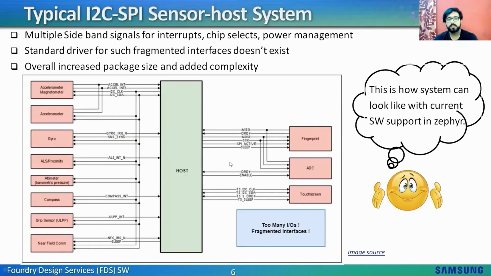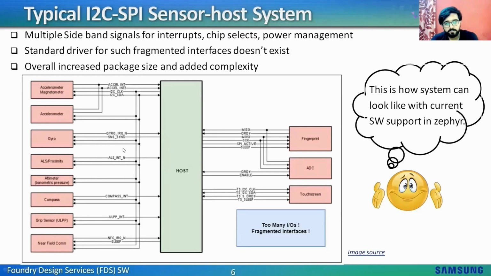So this is a typical I2C and SPI host-sensor system. Here we can see a typical embedded system where multiple I2C and SPI sensors are connected. If we think about our smartphones, we can see there can be accelerometers, magnetometers, gyroscopes, NFC sensors, etc., which might be using the I2C bus.